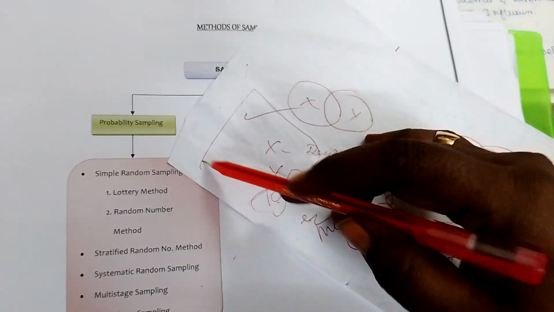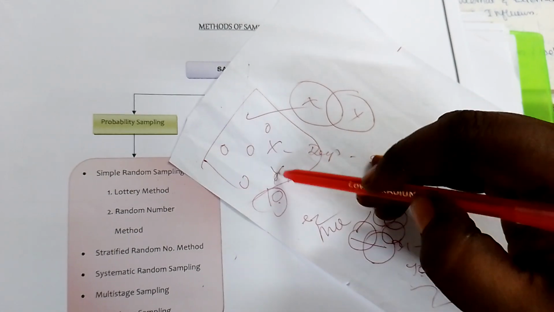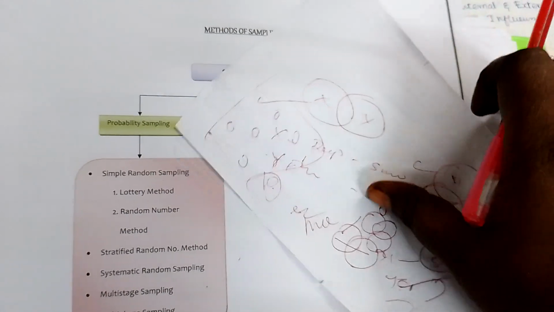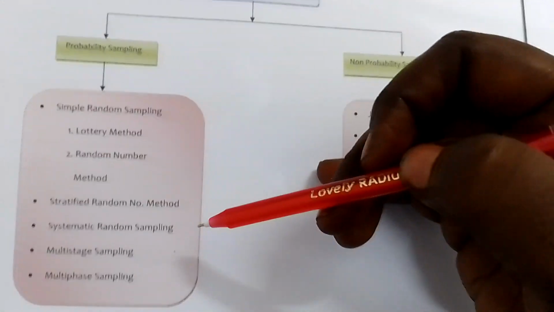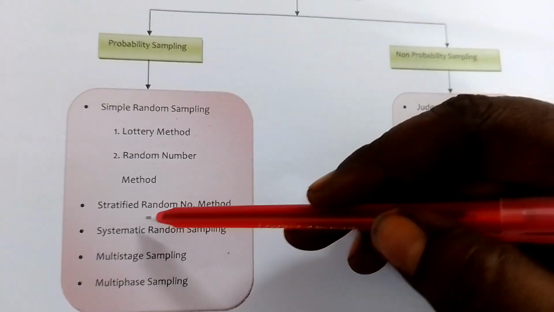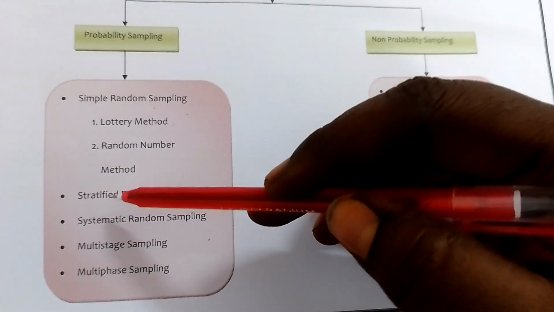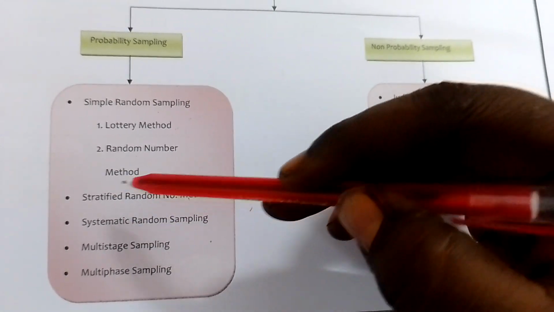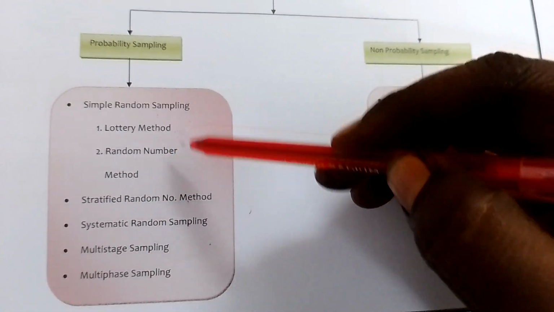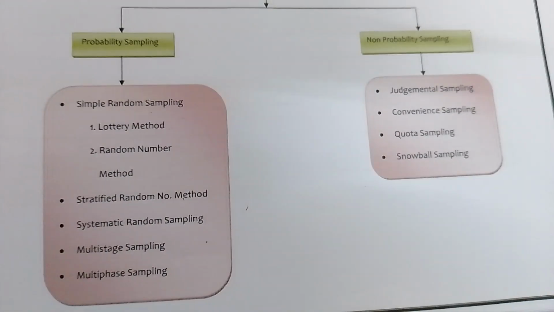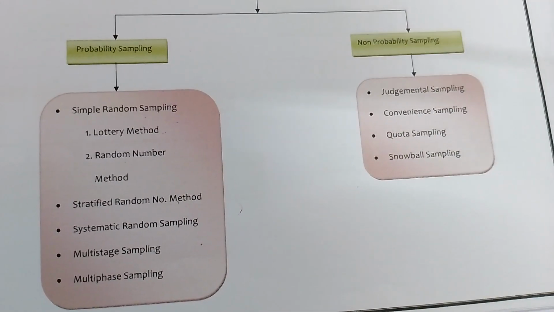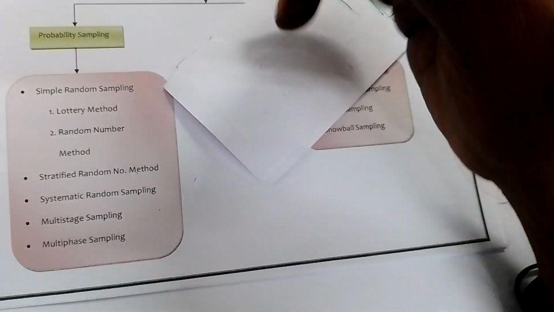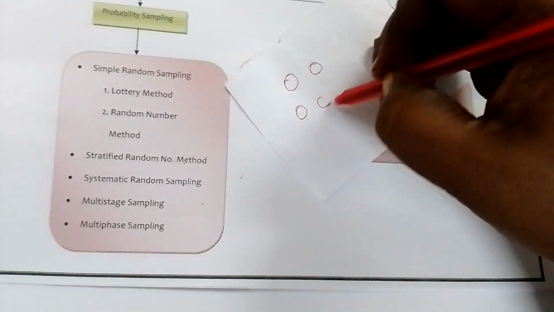In the random number method, all the numbers will be present, so you randomly take a number without knowing who the name belongs to, and then you collect that number. Then there is the stratified random sampling method. The samples are divided into strata based on characteristics like male, female, or religion. With each stratum, you randomly select the sample.